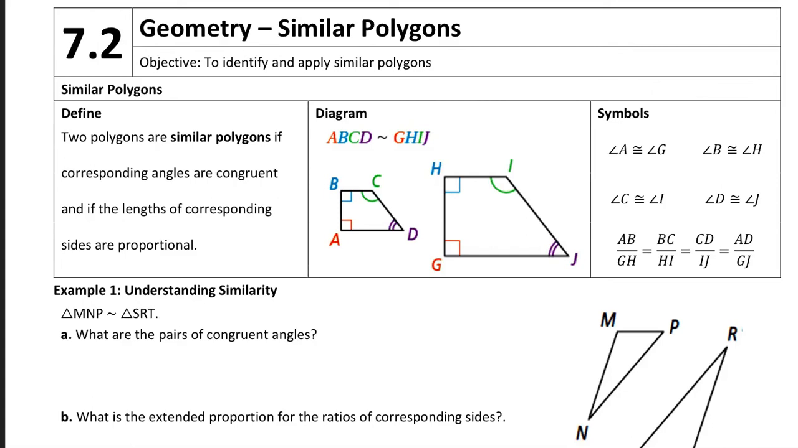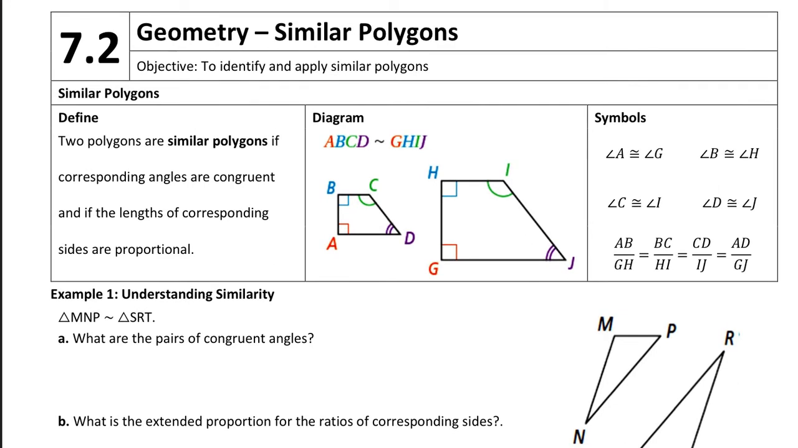Okay, so today we're going to talk about similar polygons. We are going to identify and apply similar polygons. In this lesson, I want to define what similar polygons are.